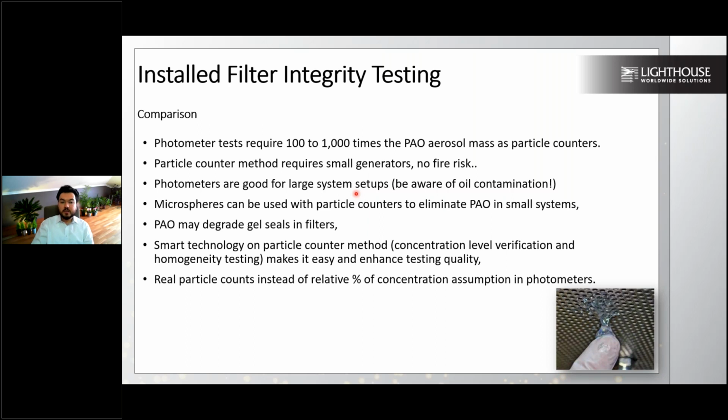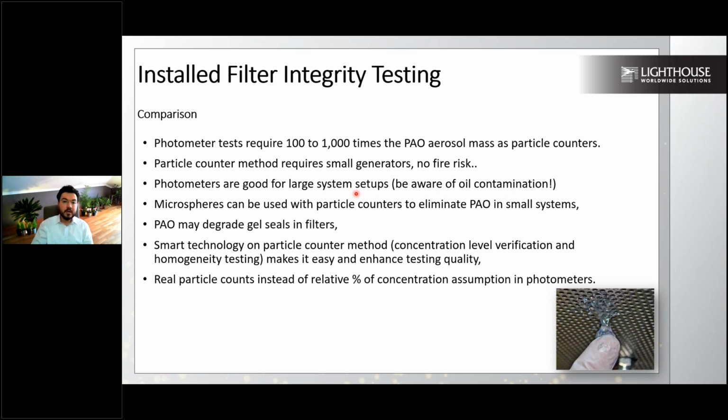Particle counters are using small generators. There's no fire risk. You don't have to worry about sending these aerosols, and you can use a Laskin nozzle, the cold generators, with particle counters. Thermal generators have some issues with fire risk, and you may avoid them. Photometers are good for large system setups. It's easy to set up and send all the aerosols through every single HEPA filter in your facility, but be aware of oil contamination.